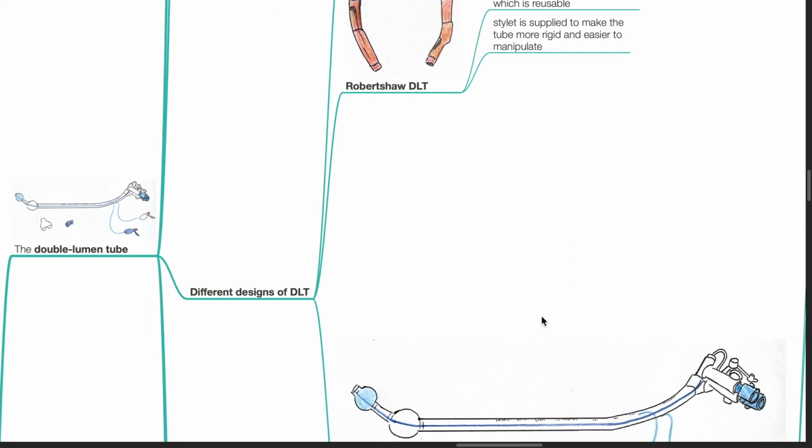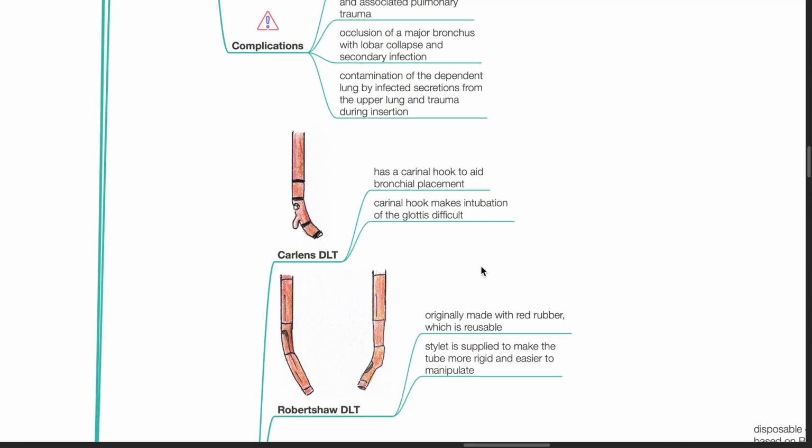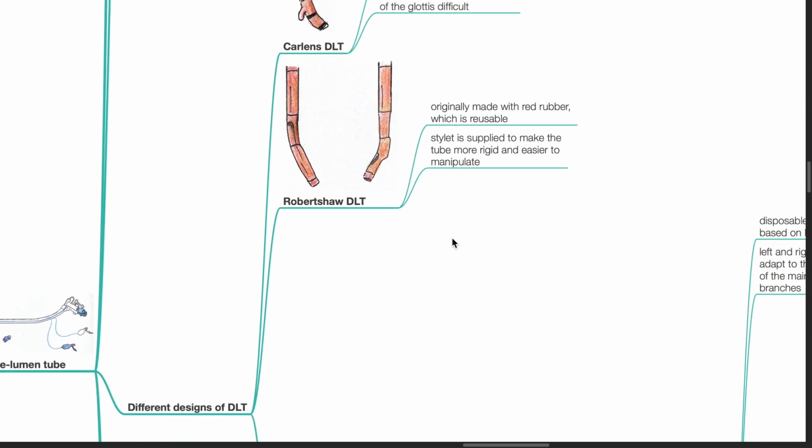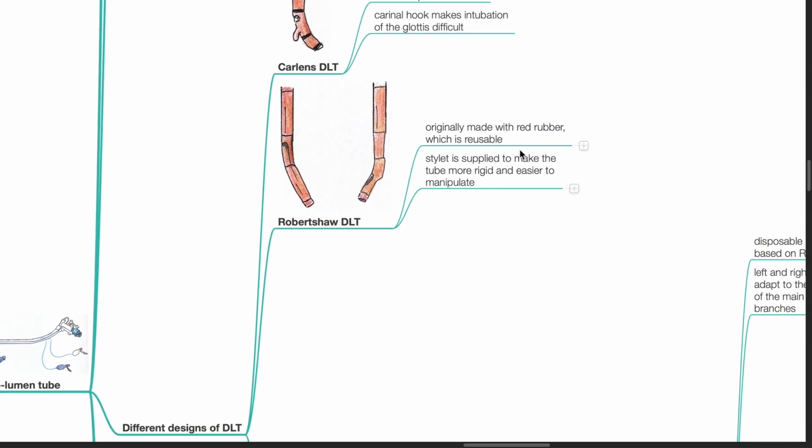Different designs of the DLT. Carlen's DLT has a carinal hook to aid bronchial placement. The carinal hook makes intubation of the glottis difficult. Robert Shaw DLT is originally made with red rubber, which makes it reusable. A stylet is supplied to make the tube more rigid and easier to manipulate.